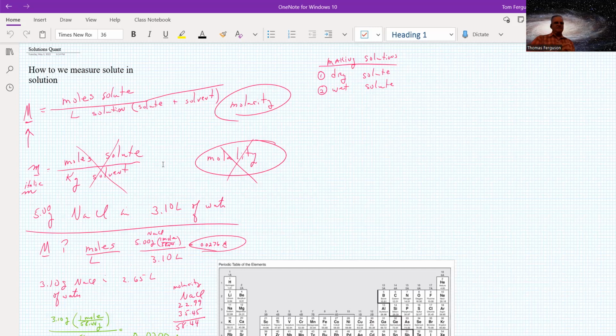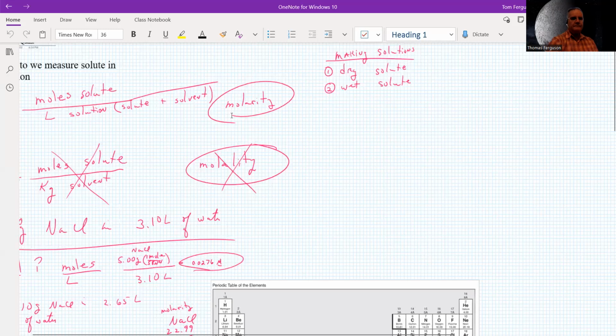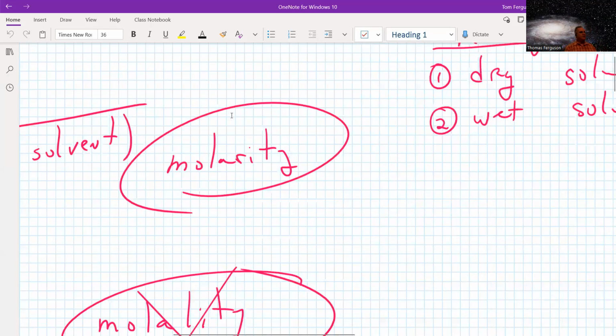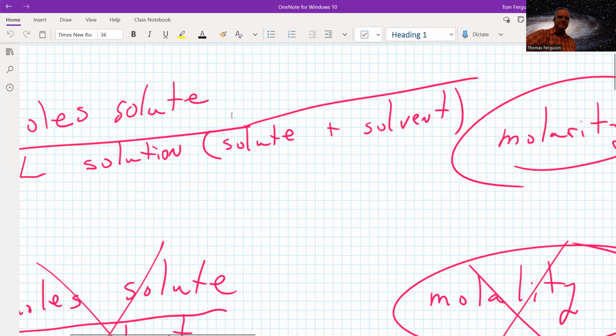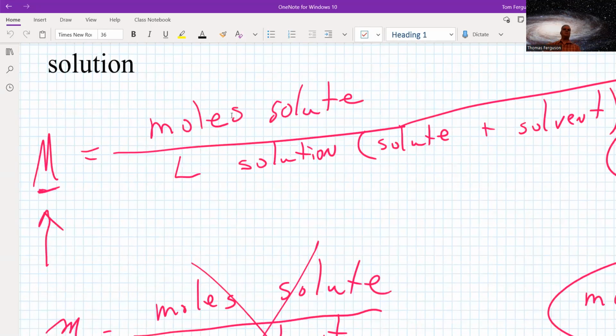So the quantitative aspect is, how do you measure how concentrated something is? There's a new term we're going to be using. It's called molarity. Your book talks about molarity, and it also talks about something called molality. They almost are the same, but they're not. Molarity is defined by moles of solute, that's the stuff that dissolves, over liters of solution. The solution includes the solute and the solvent.